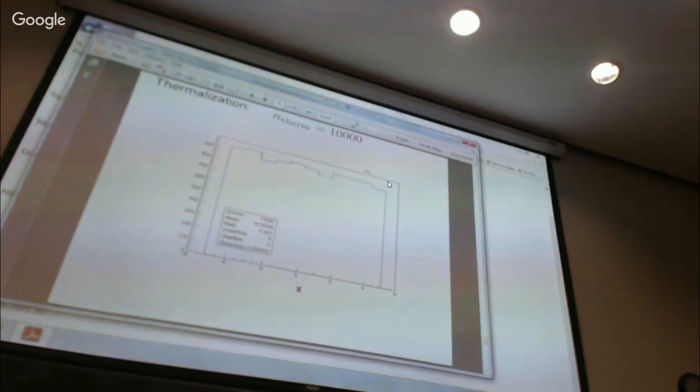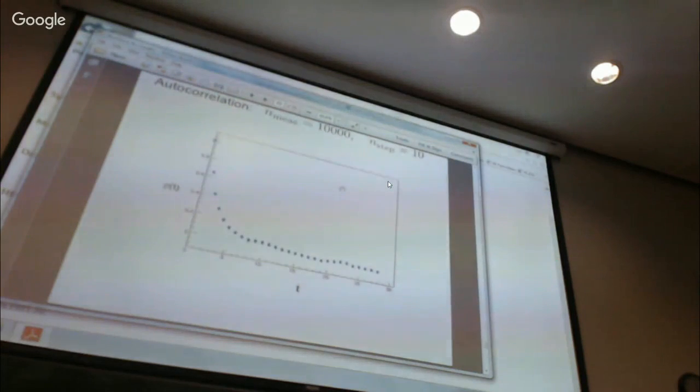None of this central limit theorem stuff applies if we're not thermalized. All right, now we're thermalized. We can calculate the autocorrelation. I've only measured every 10 steps of the Markov chain. Then I've estimated the autocorrelation function. You can see I get this nice exponential fall off.